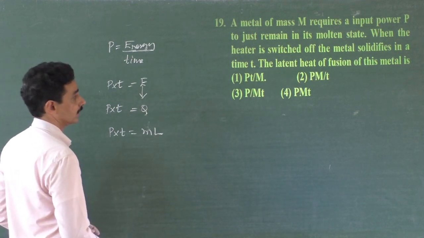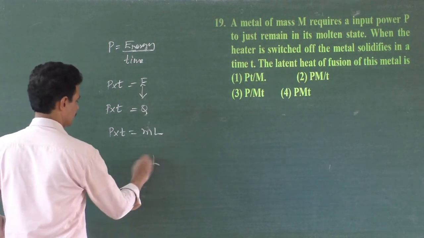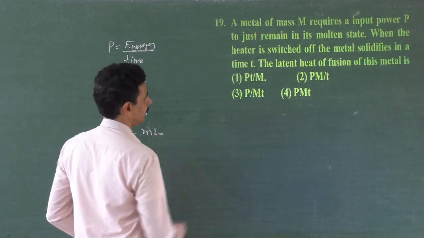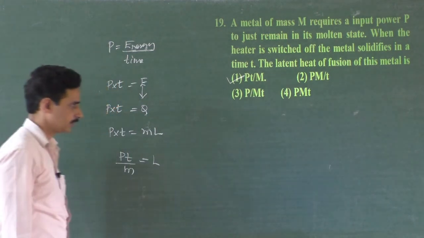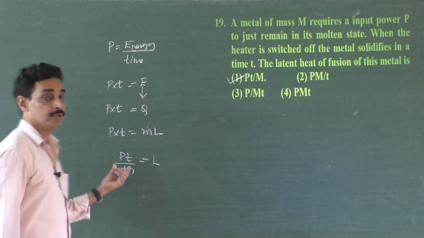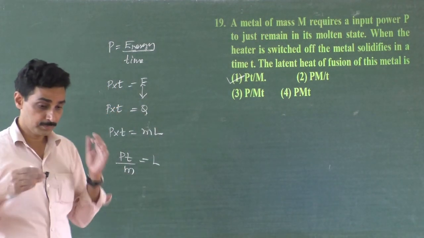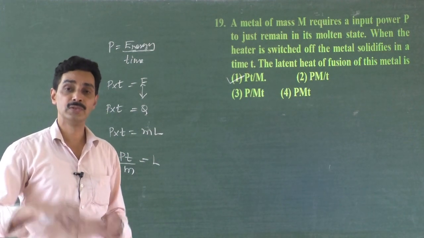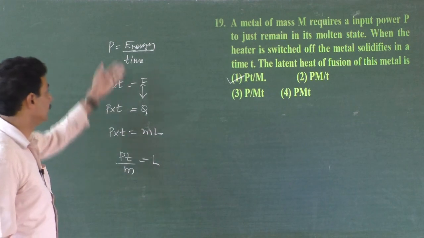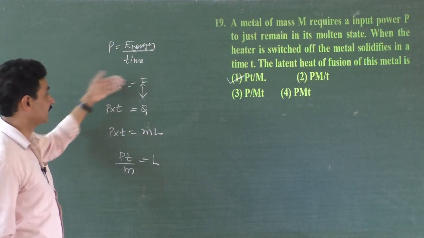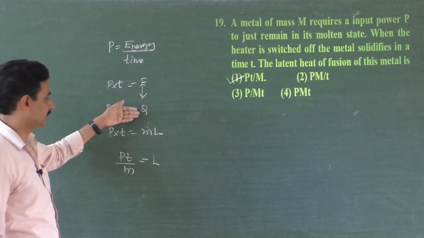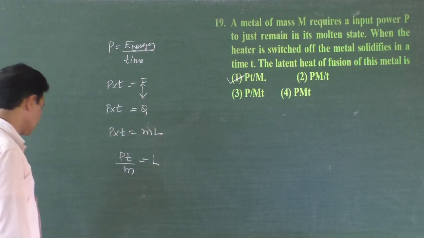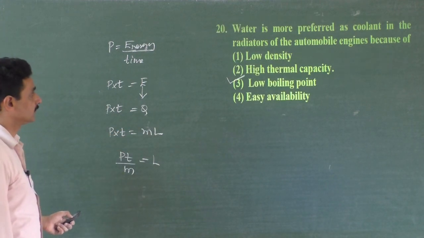Now what is the question? The latent heat of fusion of this is L is equal to Pt by m. Hope you have followed, right? Pt by m. Correct? Yes. This is one. So in order to maintain it in the molten state, you have to supply heat energy which it will lose to the surroundings. So from here you can start. Power is energy by time. Energy that you have to supply is the latent heat of fusion, mass into L, Q equal to ml. So L is Pt by m. Do you have any problem regarding this now?